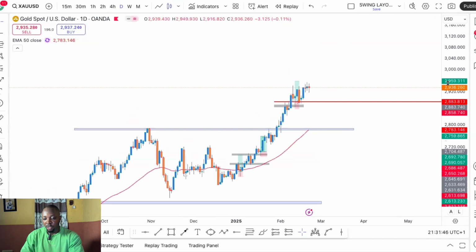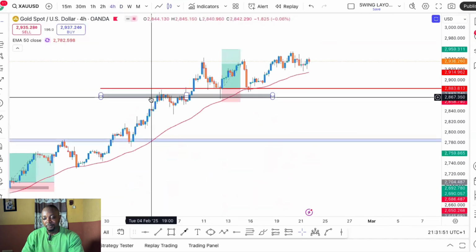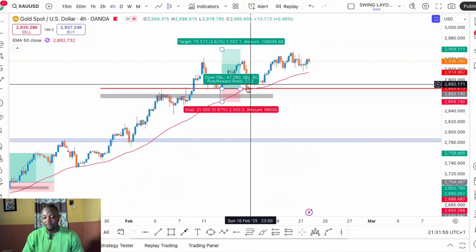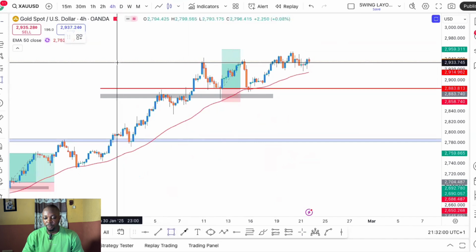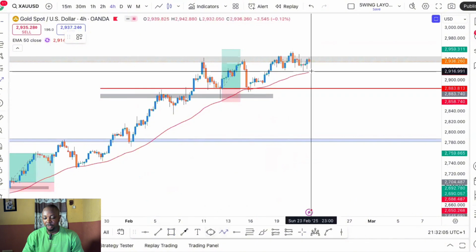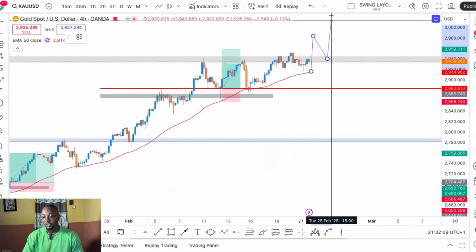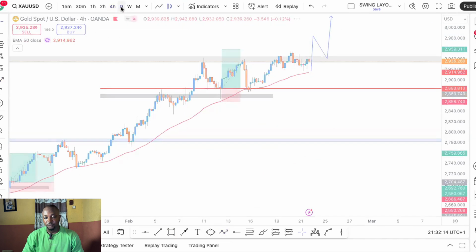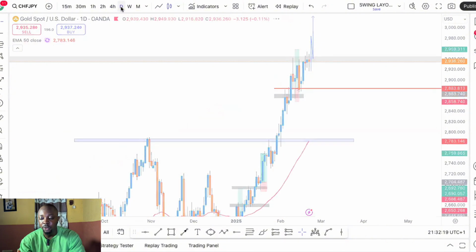Gold, I'm bullish on gold as well, but I don't really see a trade. I feel like the trade has already happened. So the next opportunity that we're going to be looking for is something like this: break, retest, looking for longs to the upside. But for now, the trade is already playing out, and we'll speak about this trade on Wednesday.